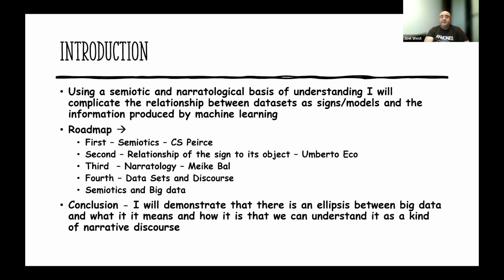My roadmap is very simple. I'm going to be looking at the semiotics of Charles Peirce. Secondly, I'll be looking at the relationship of the sign to its object. And in this case, I'll be using the work of Umberto Eco, who's further developed Peirce's work. Thirdly, I'll be looking at narratology, which is the understanding of how narrative discourse works. Fourth, I'll be looking at data sets as kinds of discourses. And finally, I'll be looking at semiotics and big data.